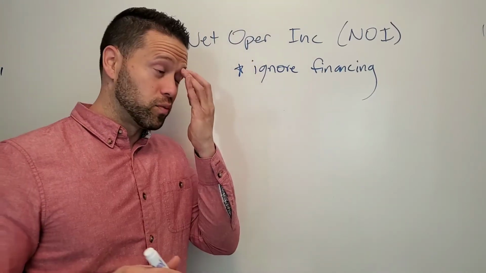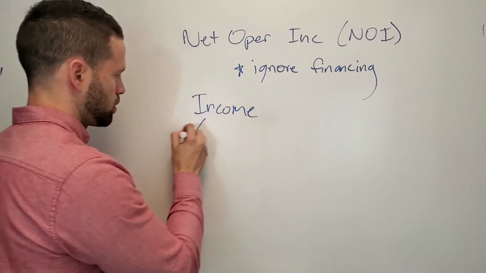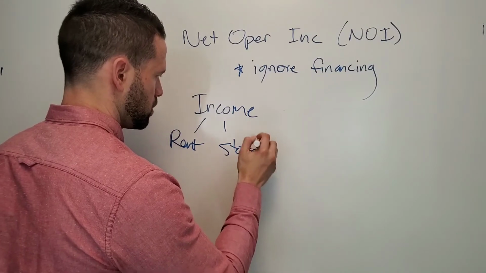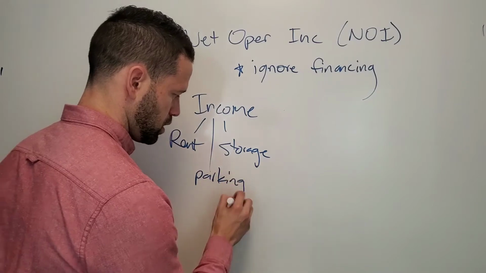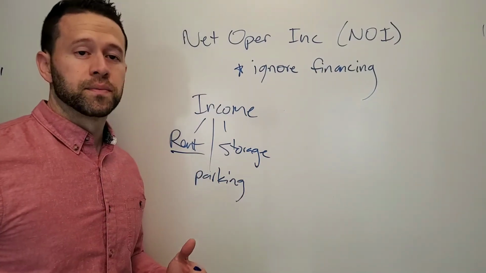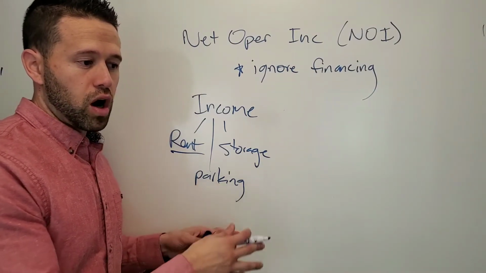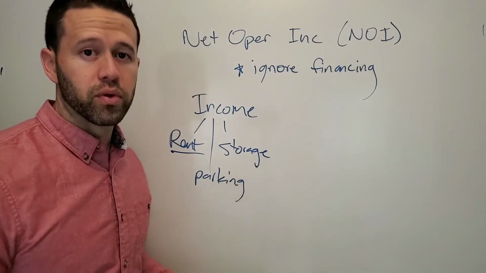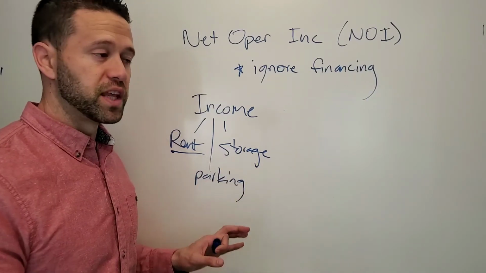Here's what we do care about. We care about all income. So the main driver of your income is your rents. But a lot of properties will also have some storage income, some garage rent or parking, or possibly some coin operated laundry, things like that. All that matters, and we count all of it. That's all of your income.